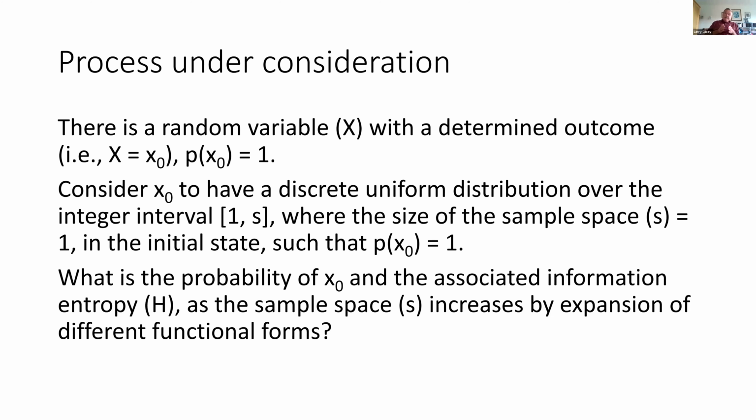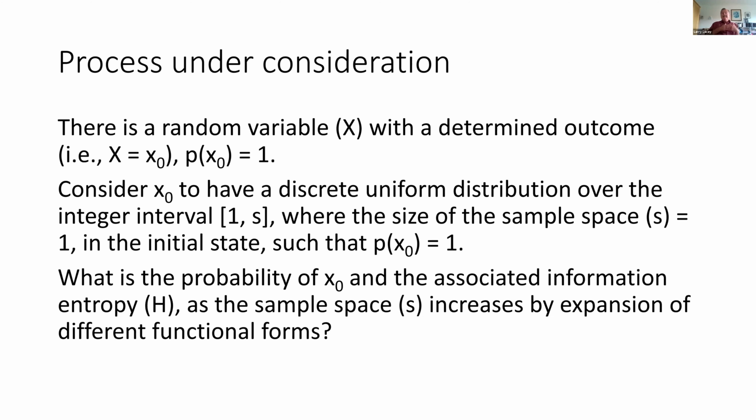But let's also assume that this sampling space can increase. And let's assume there's a uniform distribution over this discrete sampling space. Okay, so the question is, well, what's going to happen to the probability as the sampling space increases? And then a related question is, what happens to the information entropy of the process?